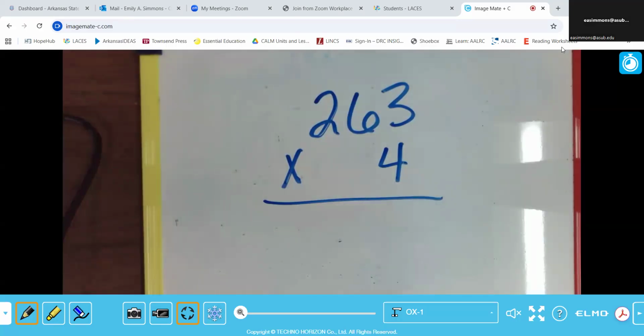This is our week 2 Zoom. Today we'll be talking about long multiplication. And I just want to go over a few reminders first.